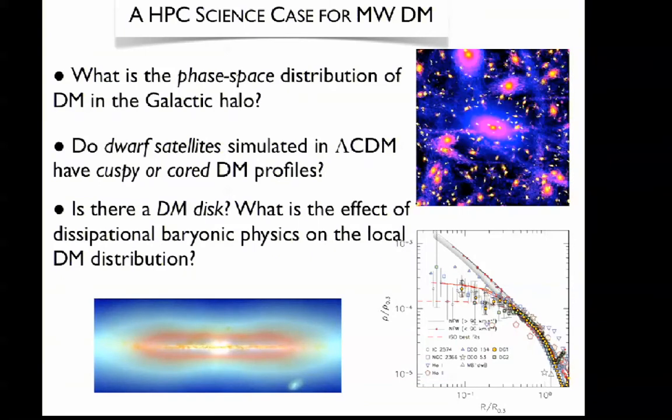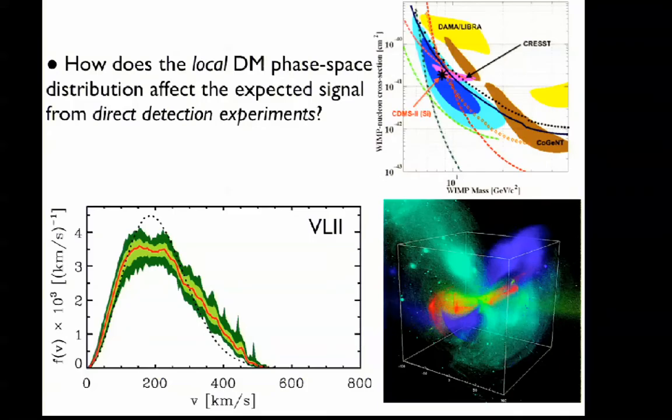space distribution of dark matter in the galactic halo? Do the dwarf satellites simulated in lambda CDM have cuspy or cored density profiles? There is information on that too. There are observations that are telling us that the dwarf galaxies have cores in their center, or they don't. Is there a dark matter disk? What is the effect of dissipation and baryonic physics on the local dark matter distribution? These are all questions we'd like answered.